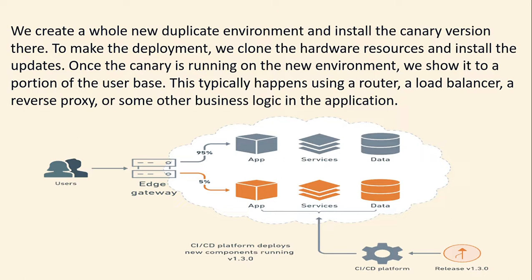We create a whole new duplicate environment and install the Canary deployment there. To make the deployment, we clone the hardware resources and install the updates. Once the Canary is running on the new environment, we show it to a portion of the user base. This typically happens using a router, a load balancer, or a reverse proxy, or some other business logic in the application, because we need to share the load between the Canary and the actual or older code base. So we can do that using a proxy, load balancer, router, or an API gateway.